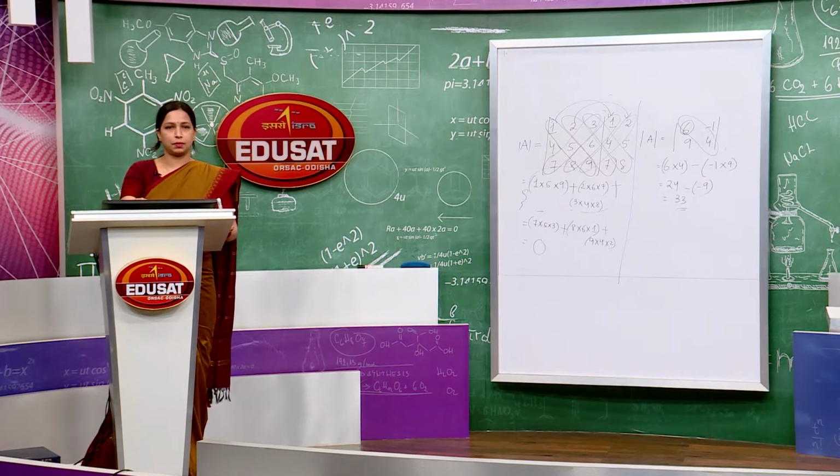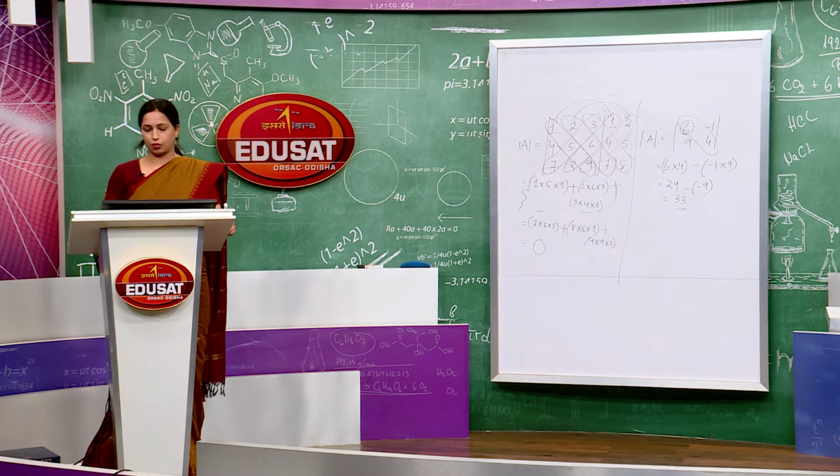So the first 2 columns are repeated, as you all can see. Then what do we do next? We take the product of the diagonals, starting from top to bottom and then bottom to top, right? It is well illustrated in the slide, as you can see, right? Then we take the difference of both the products. So this is how we find out the determinant value using the Sarrus expansion method.